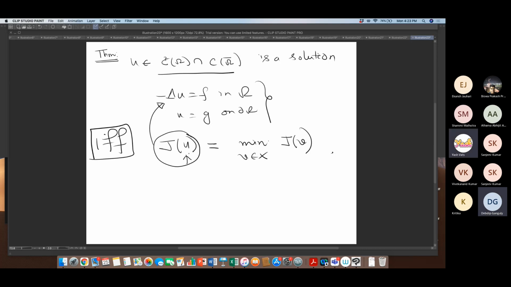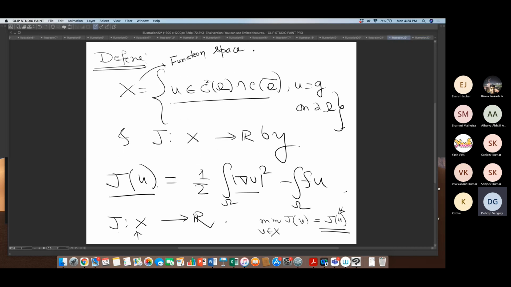So if the minimum of J is attained by u, then u is the solution of this PDE. Now suppose this theorem is true, then you forget about how to solve it: Green's function method, everything you forget. You just write down the functional and try to find the critical points, whether it has a minimum or maximum. So what I do in my research is the following.